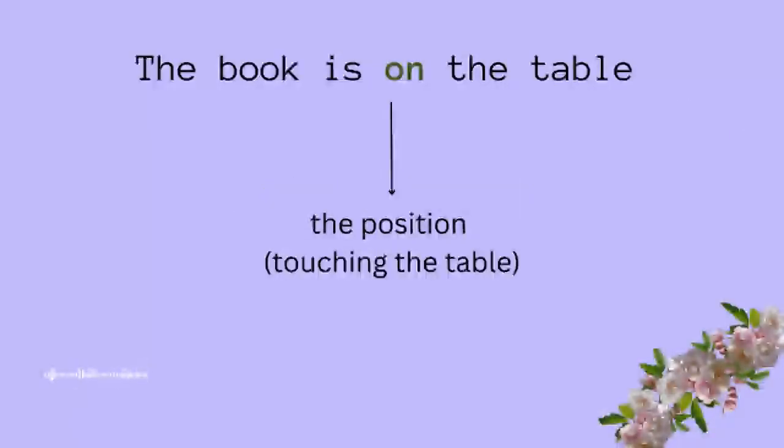Example number 1. The book is on the table. On the table. So with the use of on, we are focusing on the position of the book. It seems that the book is basically touching the surface of the table, and that is why we need to use on.